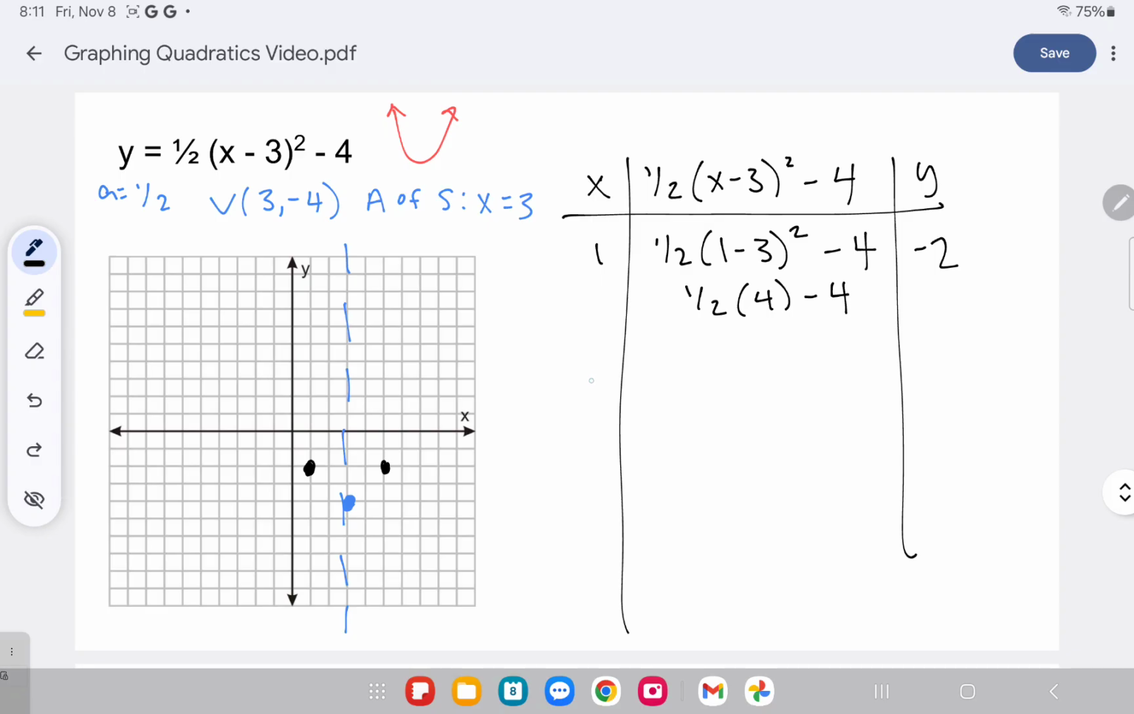But if I plug in a 2, which is pretty close to our axis of symmetry, I'm not going to get a nice, pretty answer. So I'm going to get 2 minus 3, which is -1. Squared is 1. So I have to take 1/2 of 1 minus 4, or 1/2 minus 4, which is -3.5.